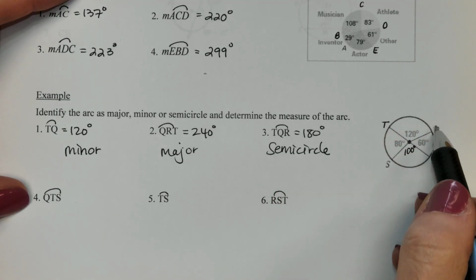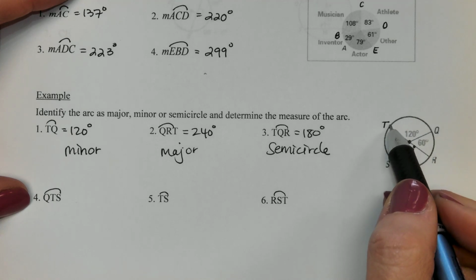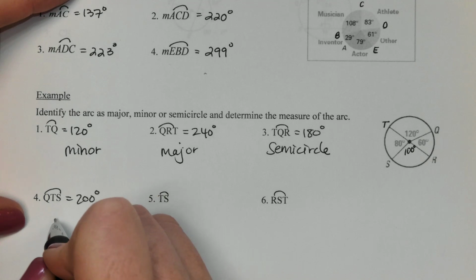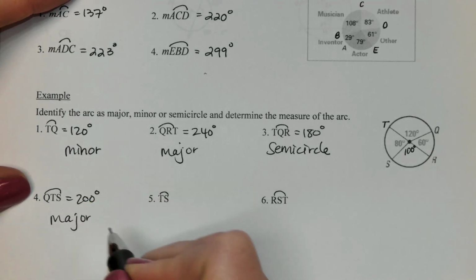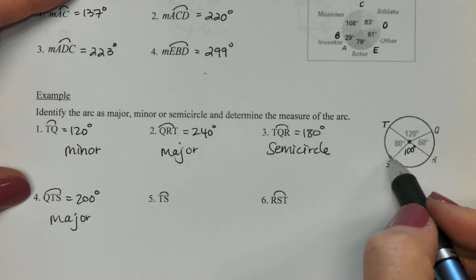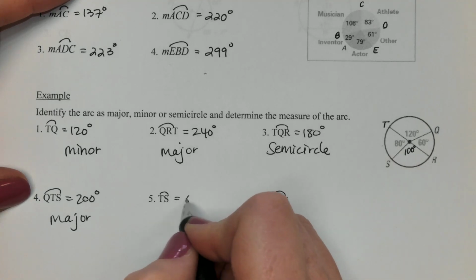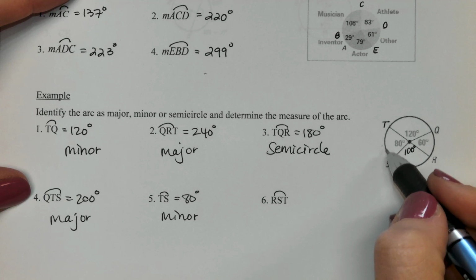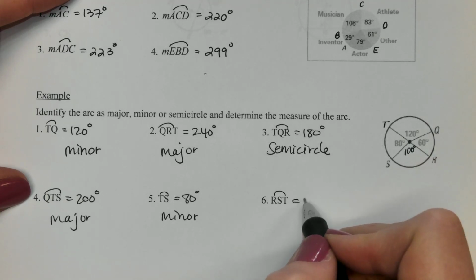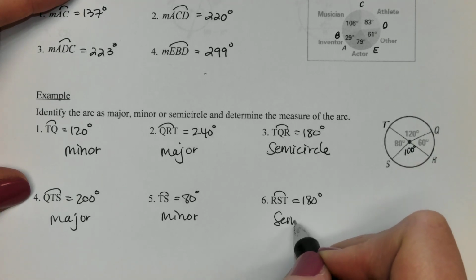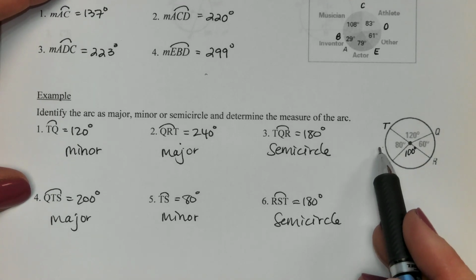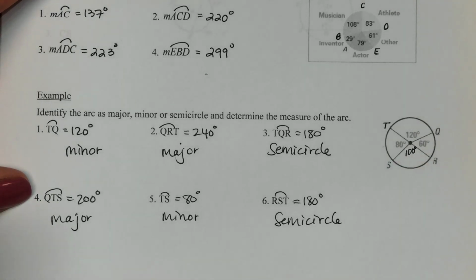Next up, I've got Q to T to S. So I have to go Q, 120, then to S with an 80. So that is a total of 200, and that is a major. Next up is T to S. That's just an 80, and that is a minor. Next up, I've got R to S to T. That is also 180, another semicircle. So big idea is that the angle is equal to the arc, and vice versa. If you know the arc measure, that is also equal to the central angle.